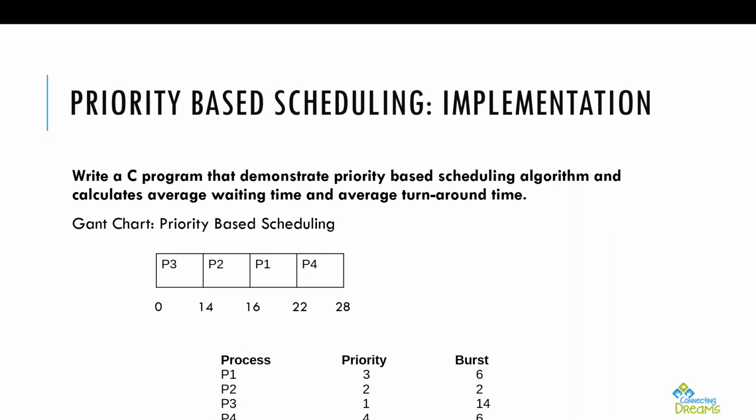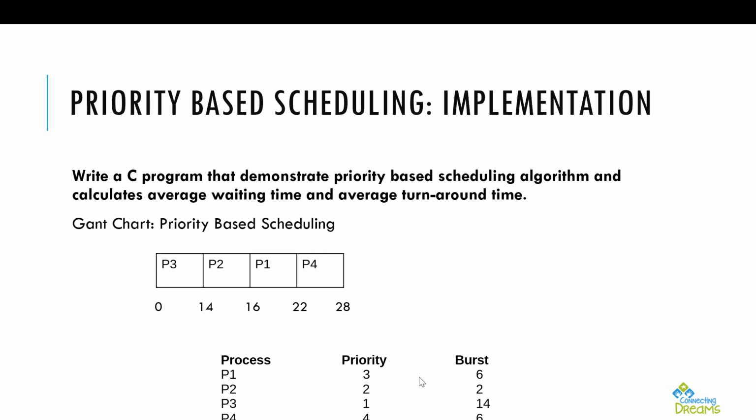Each of these processes has been assigned a priority, where the lowest priority number is the higher priority and the highest priority number is the lower priority. It means that P3 will get the highest priority among all the processes, whereas P4 will get the lowest priority among all of them. And this is the burst time. So burst time tells you for how long a particular process is functional.